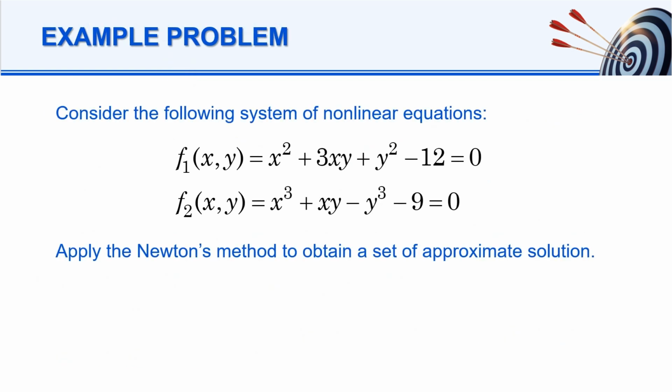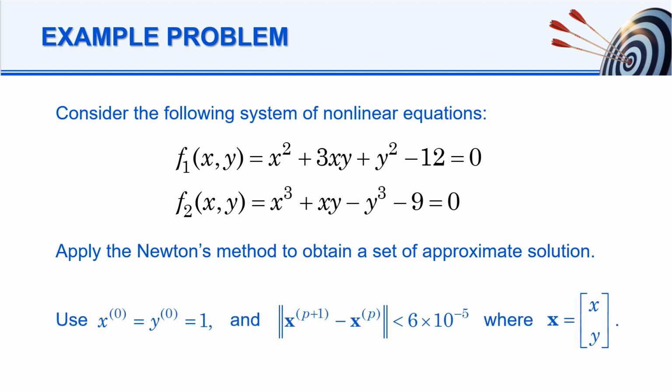Consider the following system of nonlinear equations. Apply Newton's method to obtain a set of approximate solutions. Use 1 as the initial guess and 6 times 10 to the minus 5 as the convergence criterion for the Euclidean norm of the displacement vector.